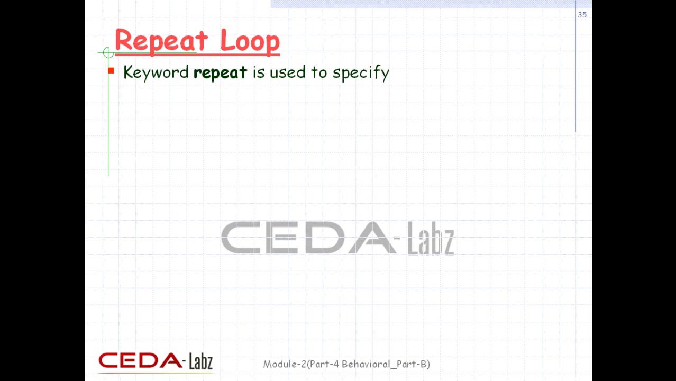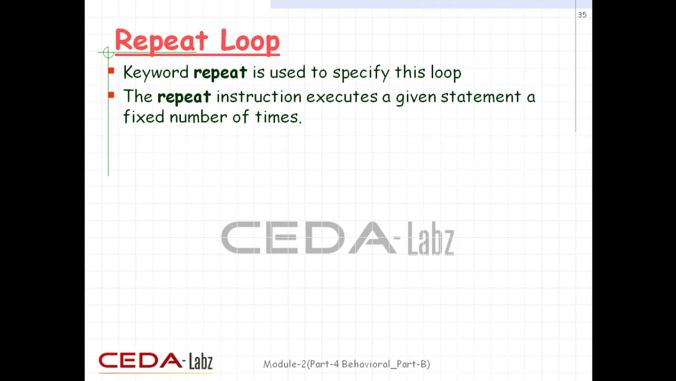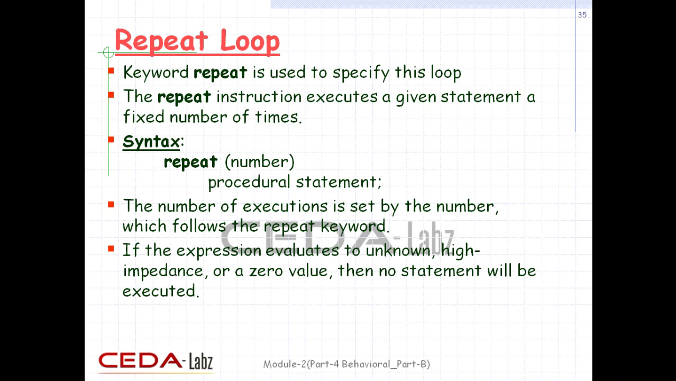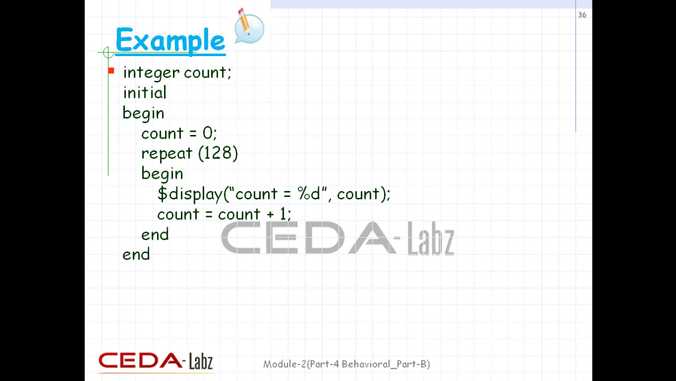The keyword repeat is used for this loop. It executes the procedural statement the specified number of times. Here is the syntax for repeat loop. A repeat construct must contain a number, which can be a constant, a variable or a signal value. However, if the number is a variable or signal value, it is evaluated only when the loop starts and not during the loop execution. If loop count expression is an X or a Z, then the loop count is treated as a 0. The previous example can be expressed with the repeat loop as shown here.